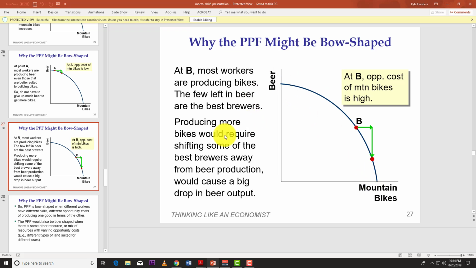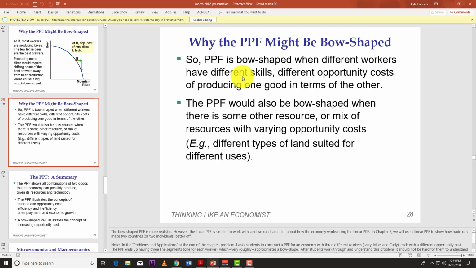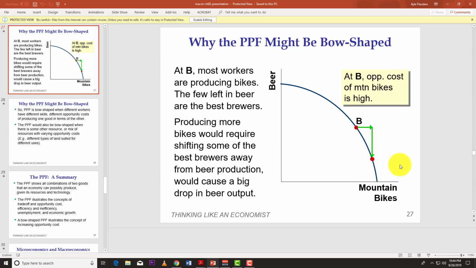So let's put it in a nutshell. The production possibility curve is bow-shaped when different workers have different skill levels, and different opportunity costs of producing one good in terms of another. Simply put, you have to give up more and more of one thing to get the other. That is why it's bow-shaped, because it shows opportunity costs. Right there is the opportunity cost on the curve. You have to give up one to get the other. That's what we looked at last time, opportunity costs. But in some cases, you have to give up more and more to get just a little bit of the other one. Opportunity costs come into play right here.